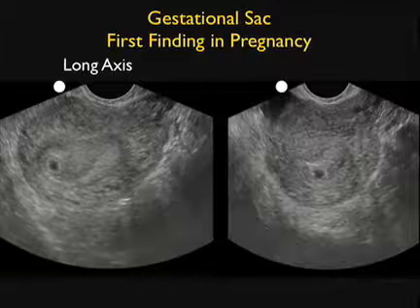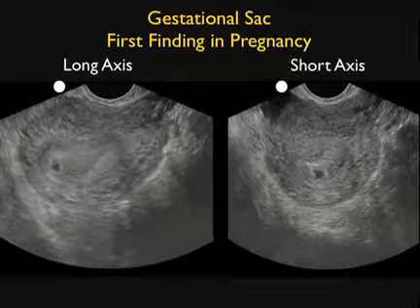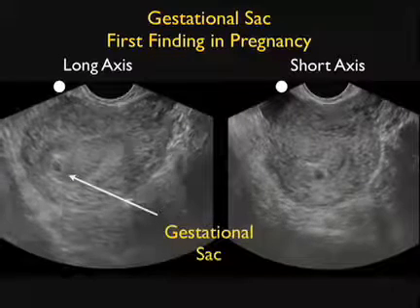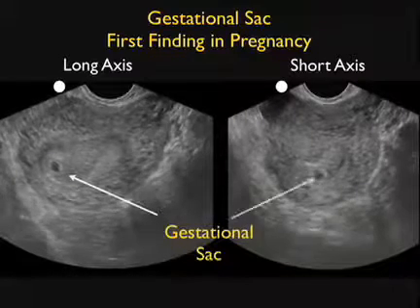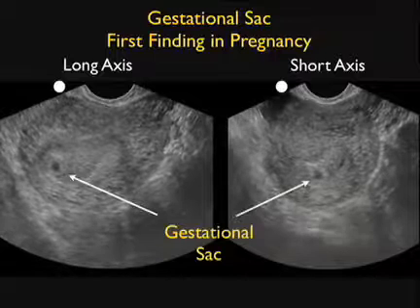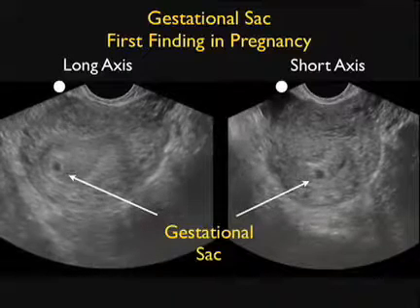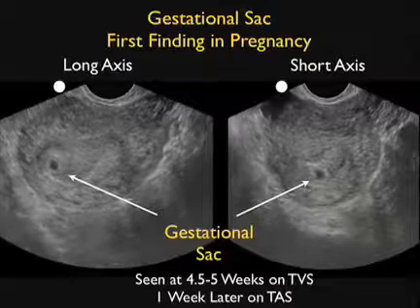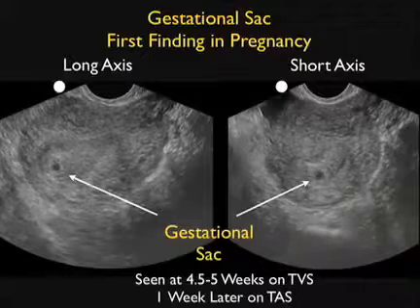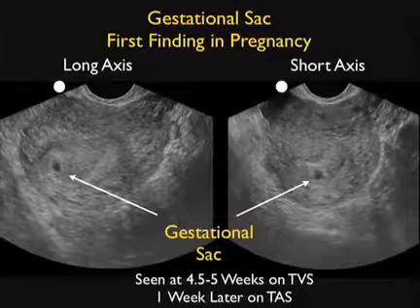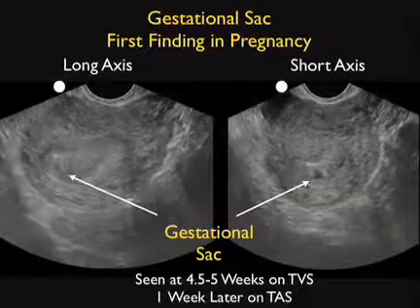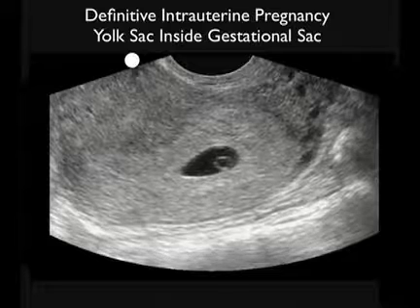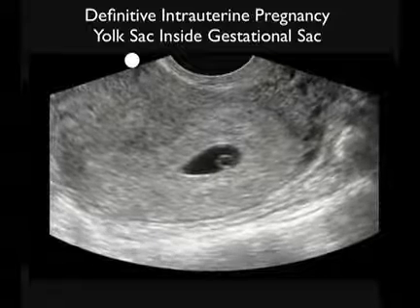Here's two video clips showing the first finding in pregnancy, and that is a gestational sac, seen to the left in long axis and to the right in short axis. Note the presence of a small dark or anechoic sac located within the fundus of the uterus. Now, the gestational sac can also be seen in a pseudogestational sac of ectopic pregnancy, and thus is not diagnostic of an intrauterine pregnancy. However, it's an early finding of pregnancy seen at about 4.5 to 5 weeks on transvaginal sonography and a week later on transabdominal sonography.